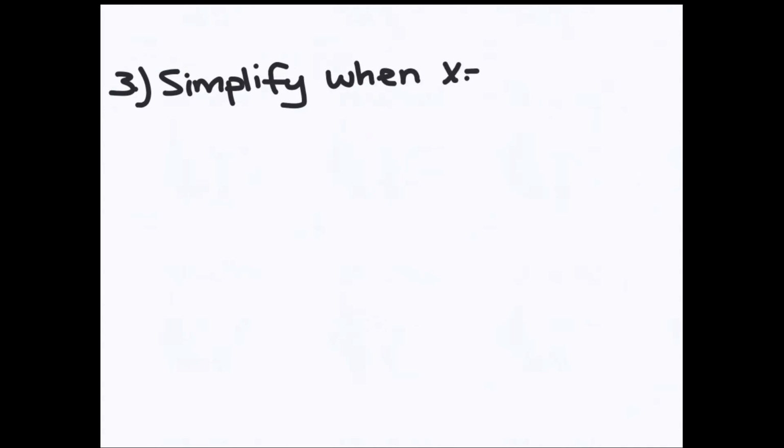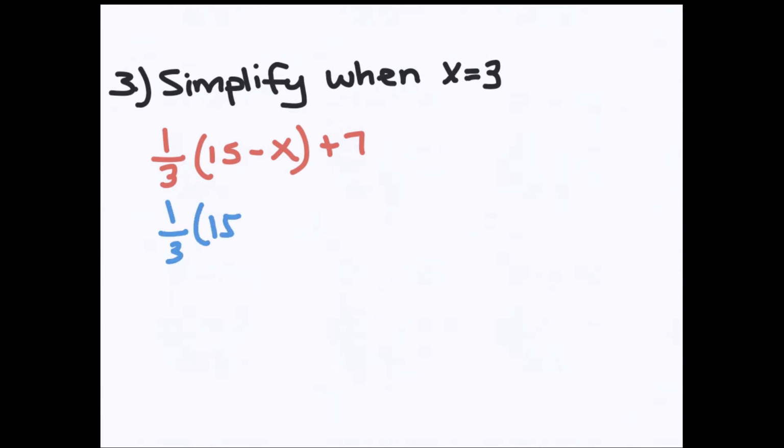Number 3. This time I'm going to change the word up. Instead of saying evaluate, I'm going to have you write simplify when x equals 3. So our expression is 1/3 the group, 15 minus some number, we'll call it x right now, plus 7. We're going to plug 3 in for x, so it's going to look like this. 1/3 times 15 minus 3 plus 7.